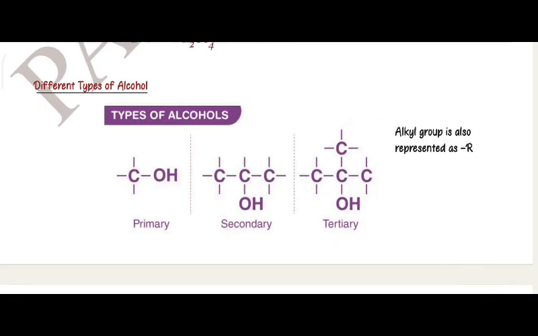Different types of alcohols. Primary alcohol: the OH is attached to a carbon attached to one other carbon. Secondary alcohol: the carbon is attached to two other carbons and one OH. Tertiary alcohol: the carbon is attached to three carbons and one OH. Alkyl group is also represented by R.